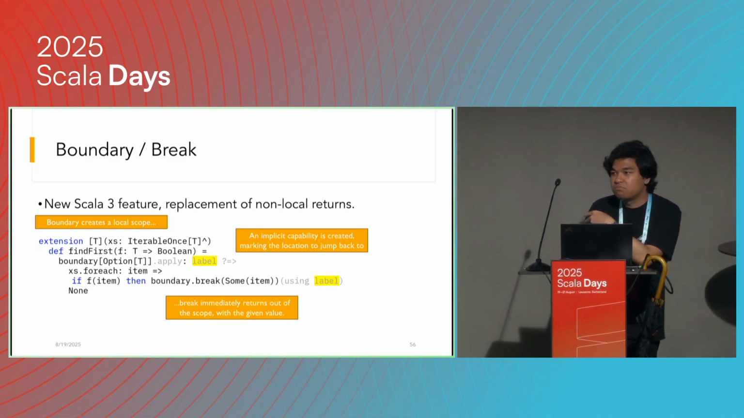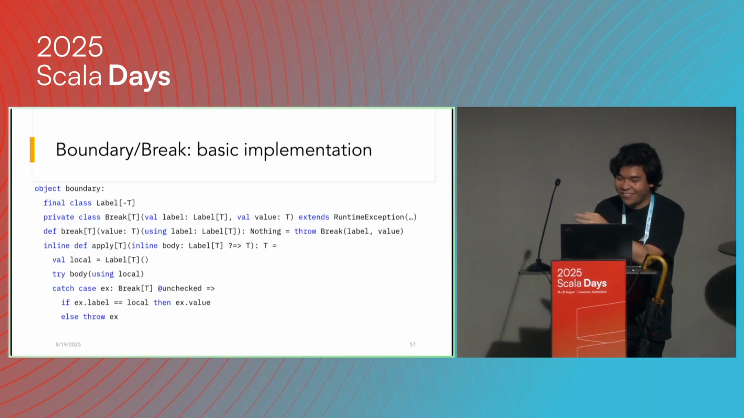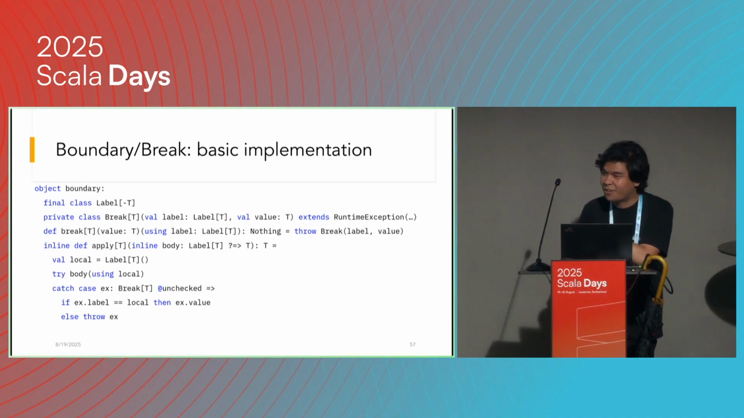And so capabilities, capture checking, you know the deal, right? We have this implementation right here. It's nothing too special. You can kind of implement this on your own, actually. This is a full implementation already, except for the runtime exception. You can put anything there.